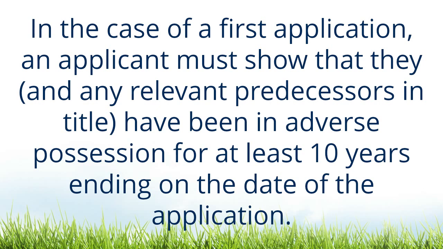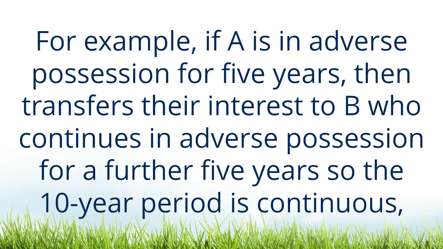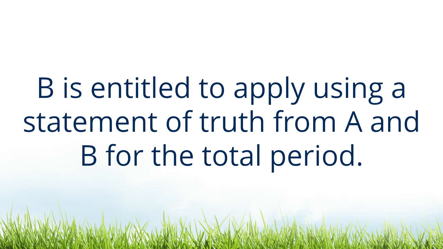In the case of the first application, an applicant must show that they and any relevant predecessors in title have been in adverse possession for at least 10 years, ending on the date of the application. The applicant does not have to be in adverse possession personally for the entire requisite period, provided they are a successor in title to a previous applicant. For example, if A is in adverse possession for 5 years, then transfers their interest to B, who continues in adverse possession for a further 5 years, so the 10-year period is continuous, B is entitled to apply using a statement of truth from A and B for the total period.